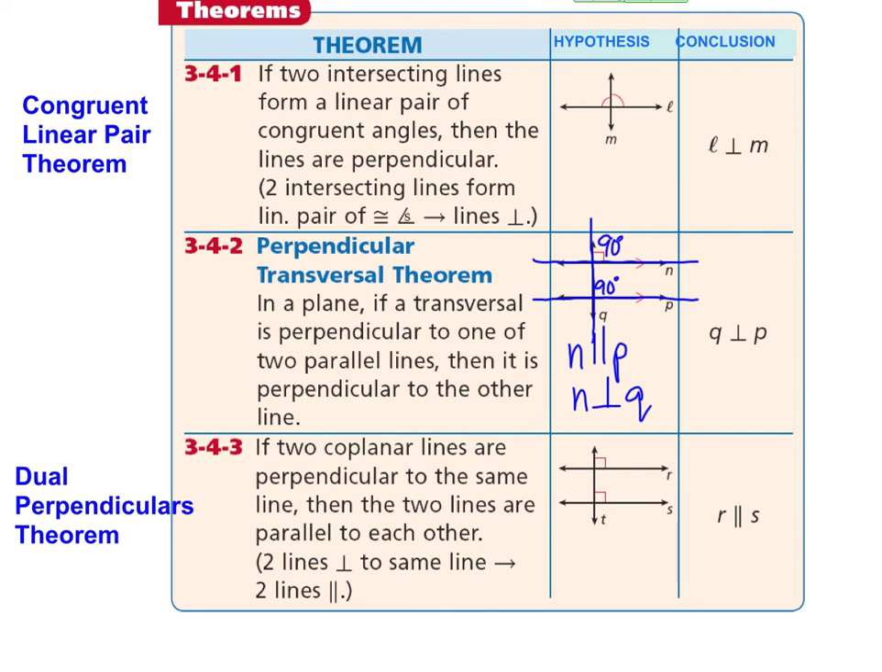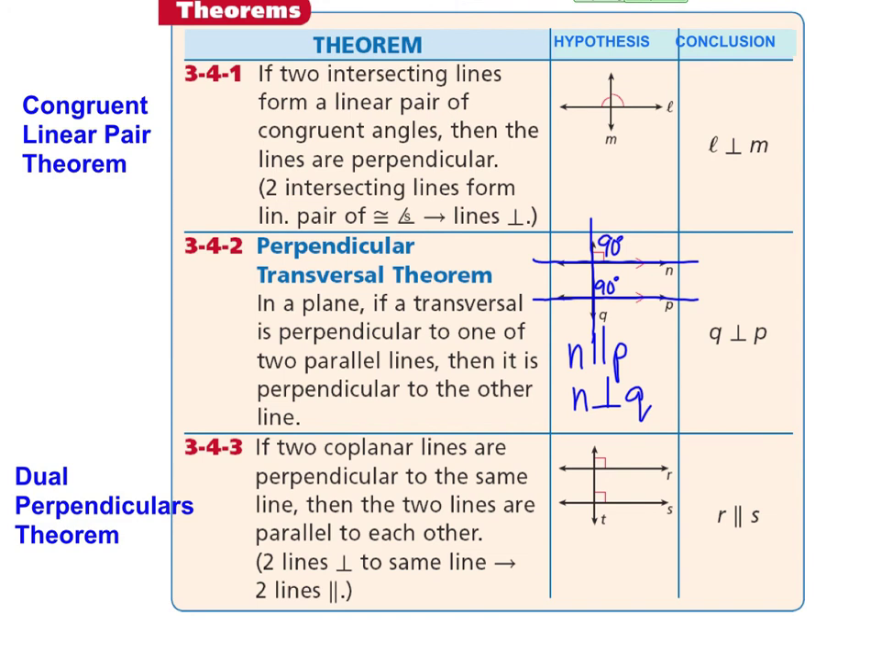So we can really reason through this one by knowing the corresponding angle postulate. It's really just a special situation of that. Okay, the last one, dual perpendiculars theorem. If two coplanar lines, so again, they're in the same plane, are perpendicular to the same line. Okay, it doesn't say they have to be parallel. Two coplanar lines perpendicular to the same line.